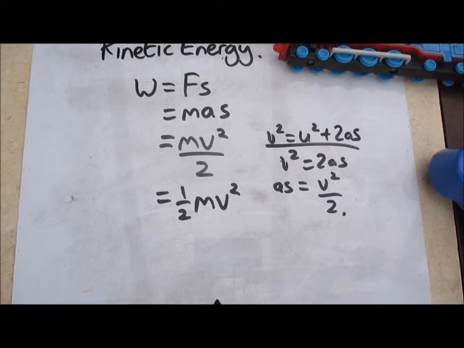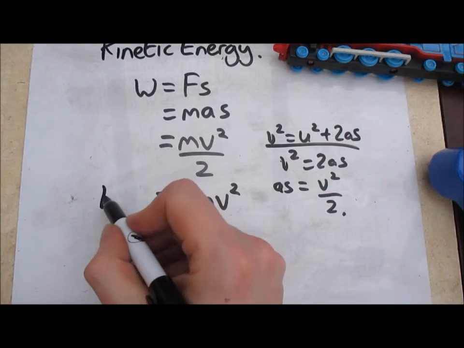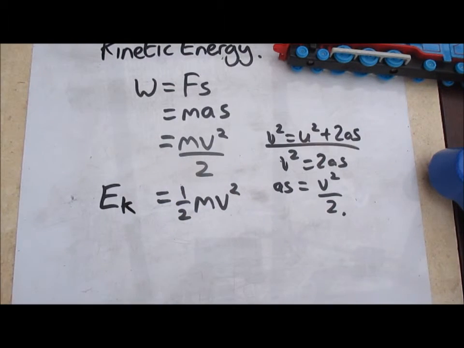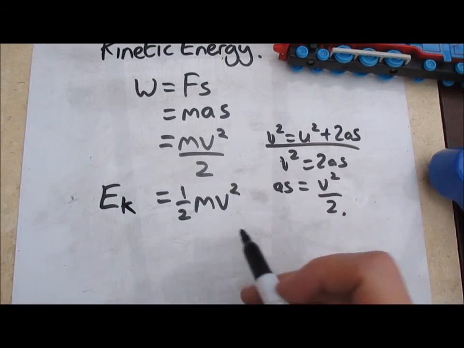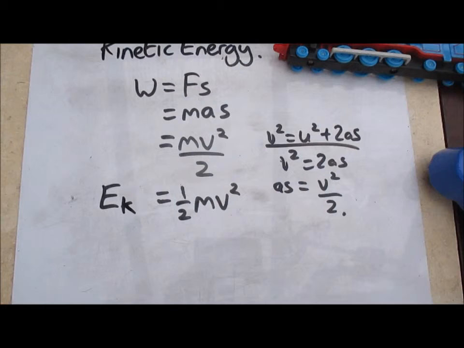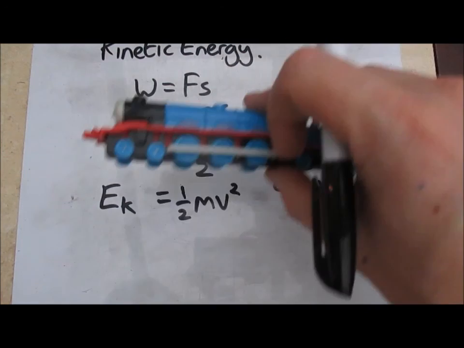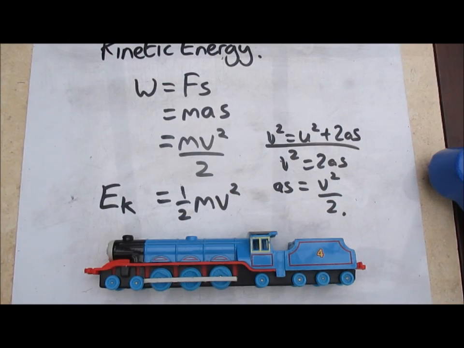And as the work done has all been converted to kinetic energy from rest, the kinetic energy of any object is equal to the work done in accelerating an object to a speed of v from rest. Kinetic energy is given quite neatly by a half times mass times velocity squared, giving us a very happy, record-breaking Gordon.